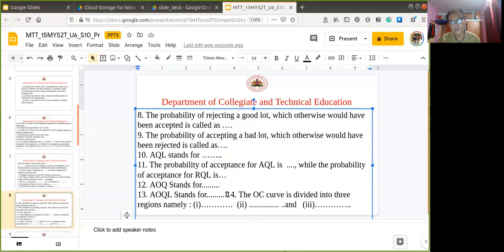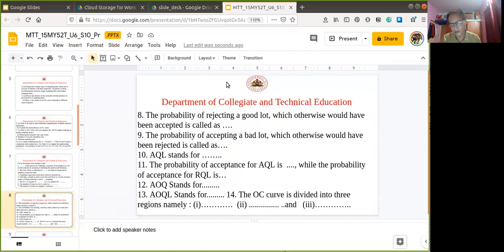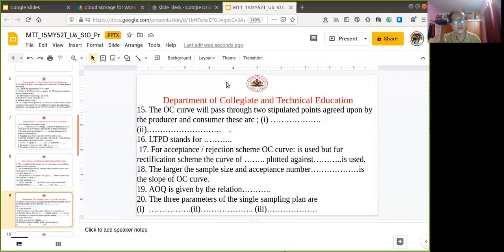Then the 14th one: the OC curve is divided into three regions. They are called the acceptable quality region, the indifferent quality region, and the objectionable quality region. These are the three regions into which the OC curve has been divided.